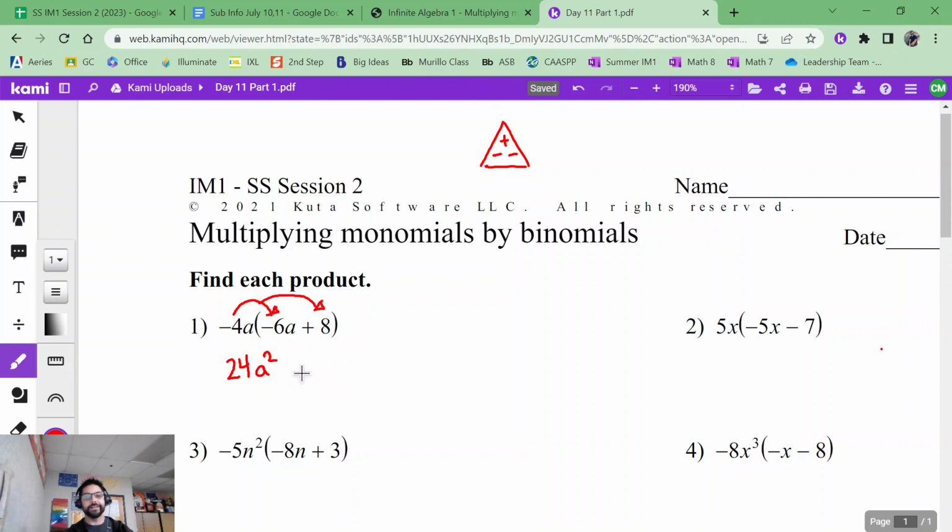Negative times a positive is a negative. 4 times 8 is a 32. And this time the a just tags along. Now, even though they do have the same variable, they do not have the same exponent. Therefore, we cannot combine them. You would leave it as is. Again, don't actually try and do 24 subtract 32 because those are unlike terms.